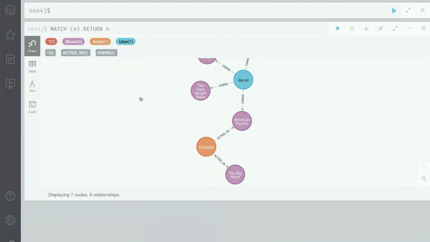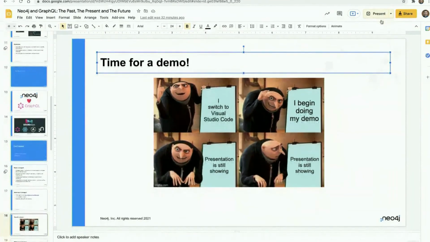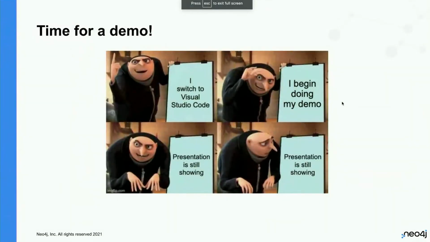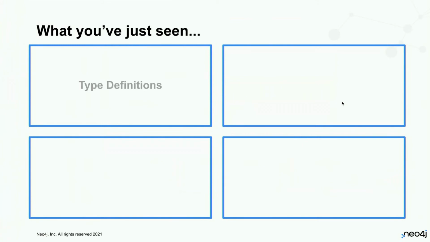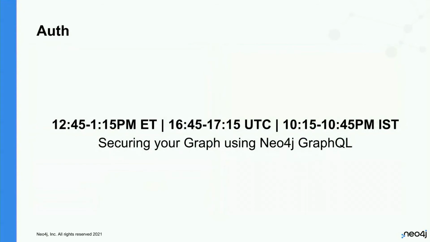Brilliant. I'm just going to jump back to some slides now. Maximize that out. And away we go. So what you've seen: some type definitions. You've seen batch mutations creating multiple nodes in a single mutation. You've seen some custom Cypher in the form of that movies count field, which I added to my type. And you've also seen nested mutations, which allows you to mutate an entire graph through a single GraphQL mutation.